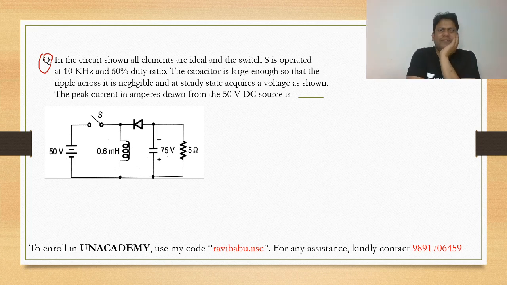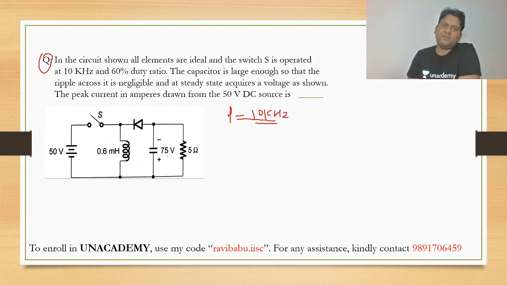In the circuit shown in figure, all the elements are ideal and the switch S is operated at 10 kilohertz and duty ratio is 60%. So first, the most important thing for this: the frequency is very nice. 10 kilohertz is moderate frequency, not very high, not very low. So you can assume your inductor current almost linear. Now 60%, so alpha is 0.6.